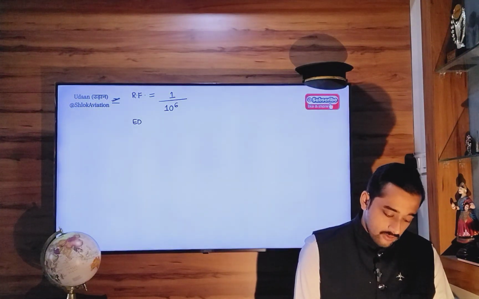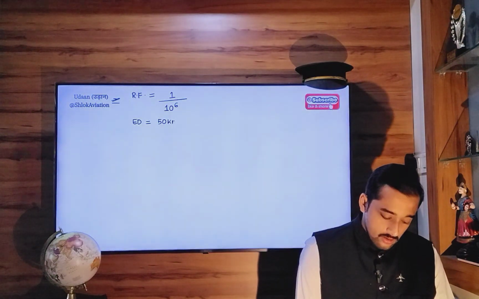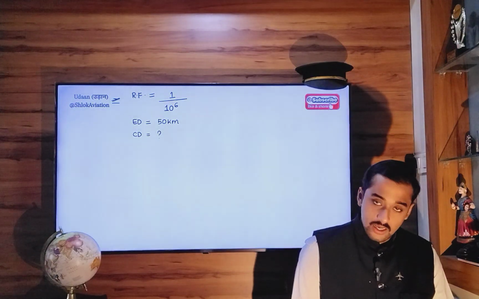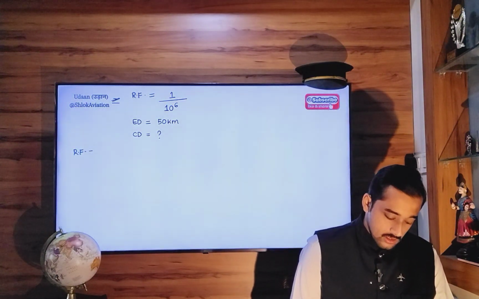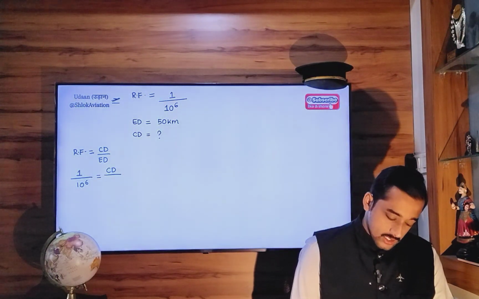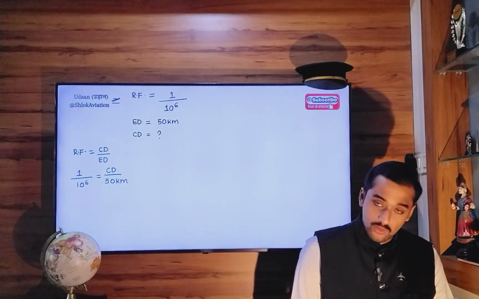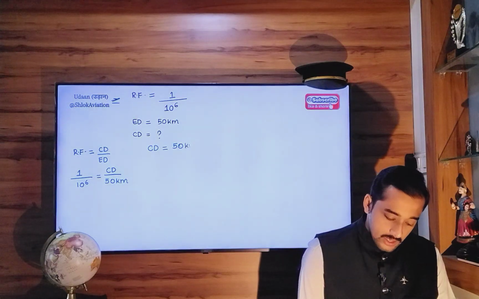Earth distance is equal to 50 kilometers. We have to find out chart distance. Now representative fraction equals chart distance upon Earth distance, right? So representative fraction is 1 by 10 raised to 6. Chart distance unknown, Earth distance is 50 kilometer. Cross multiply, you get chart distance equals 50 kilometer divided by 10 raised to 6.